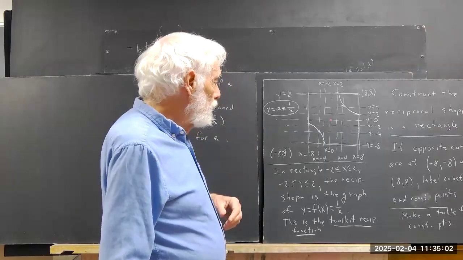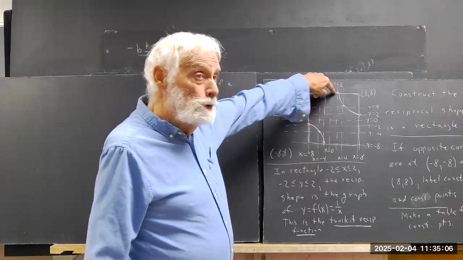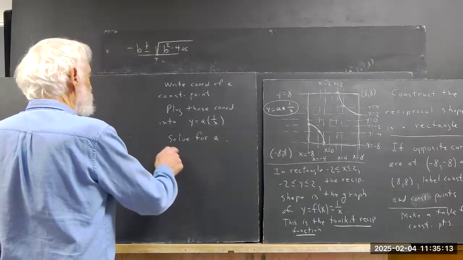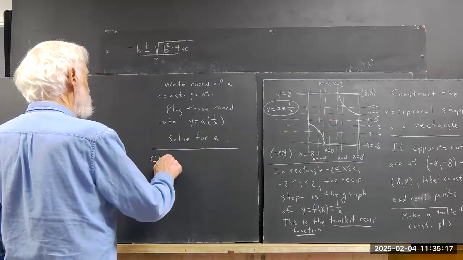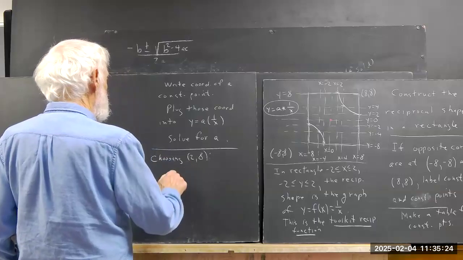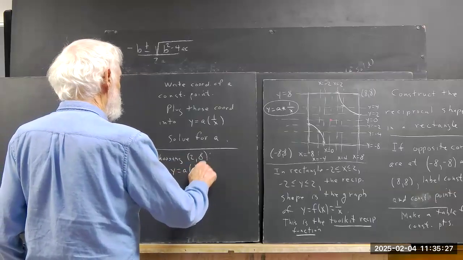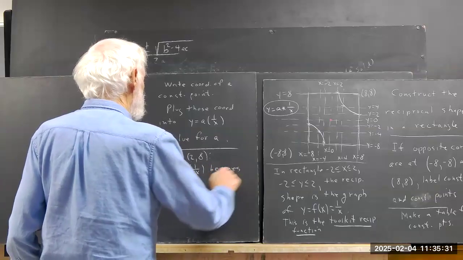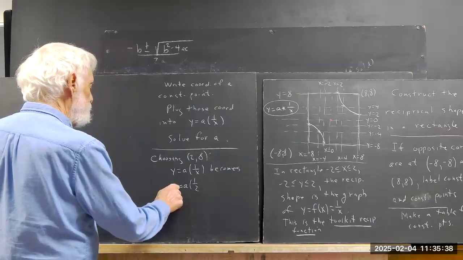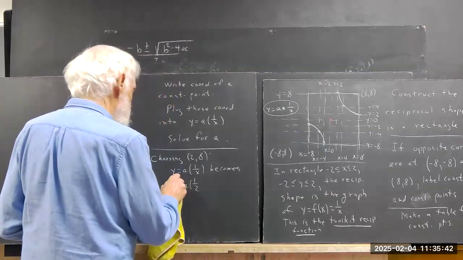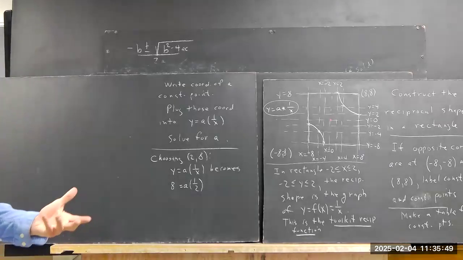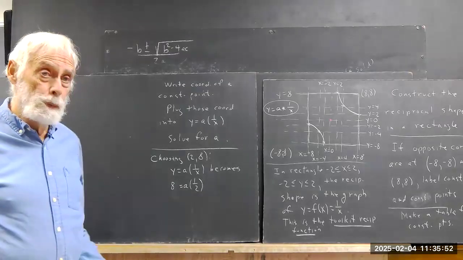Well, I'm going to be contrary. I'm going to choose this point, which is 2, 8. Fair enough? Okay, so we choose 2, 8 and we get 8 equals a times 1/2. Okay. Now, what do you do in order to solve this equation for a?